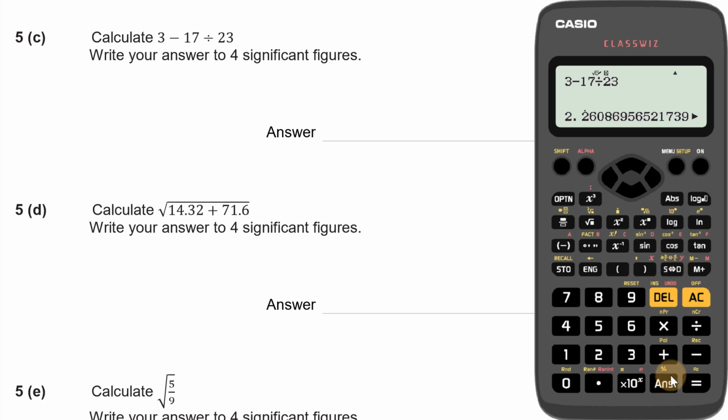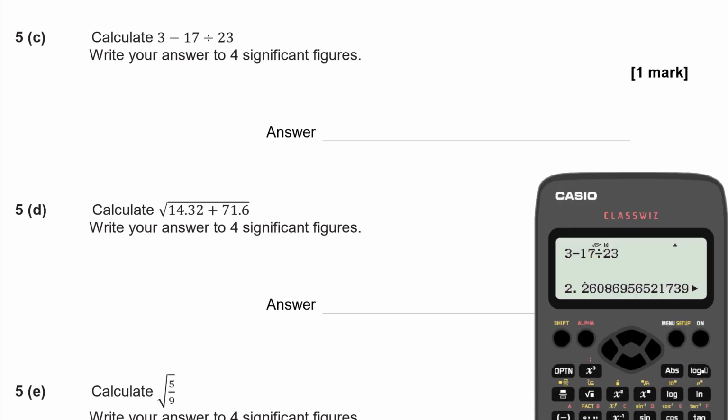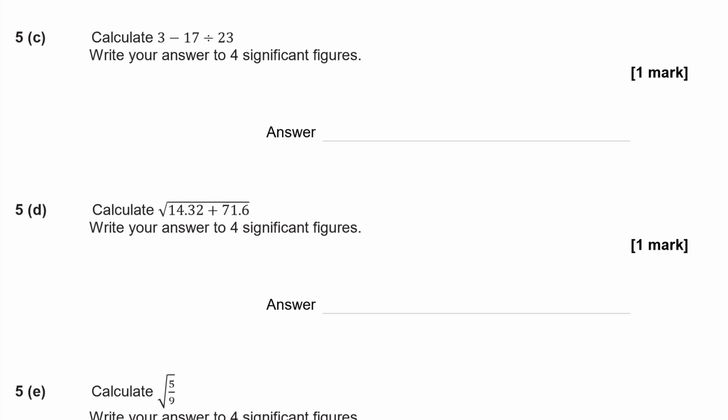That's telling me the answer is 2.260865. Now this one goes on and on. I'm not going to bother writing all those down because I know I've only got to write down 4 significant figures. So let's just write down the first few then. 2.260869. Okay, I think that's enough.